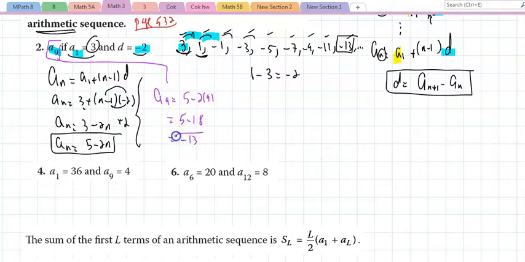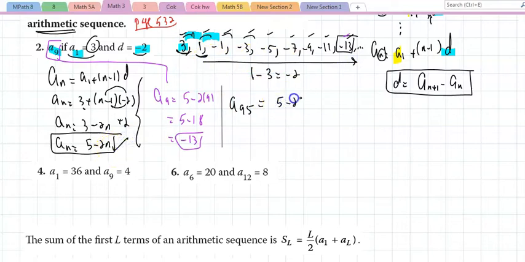That will be a negative 13, which is right there. And if on a test I'll say find a sub 95, well, you don't have to list 95 of those. You could say it's right there. That's 5 minus 2 times 95. That is 5 minus, and what is that? Is that 190? If not mistaken. And that is negative 185.